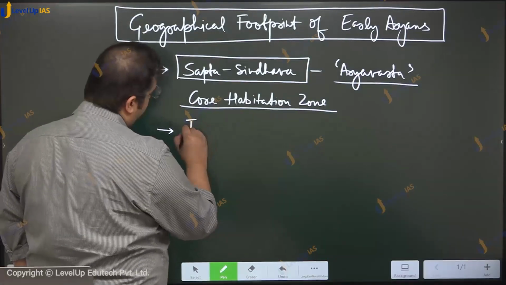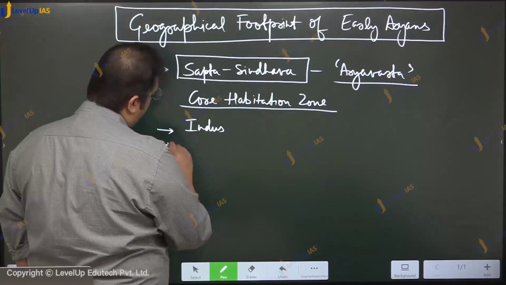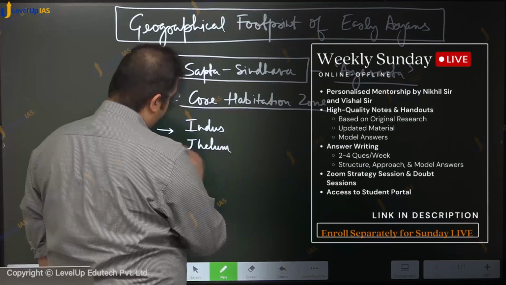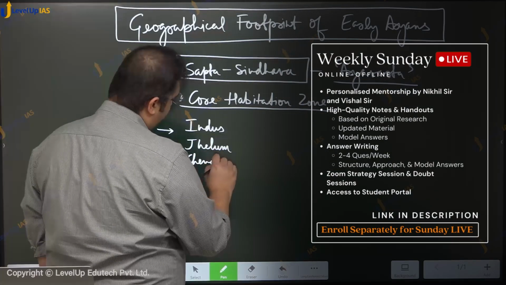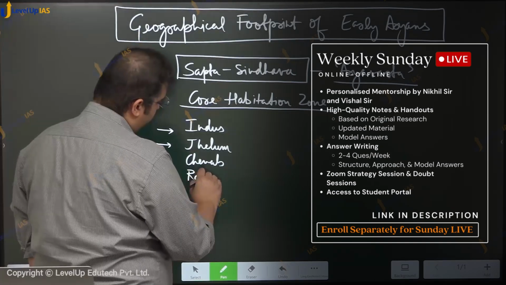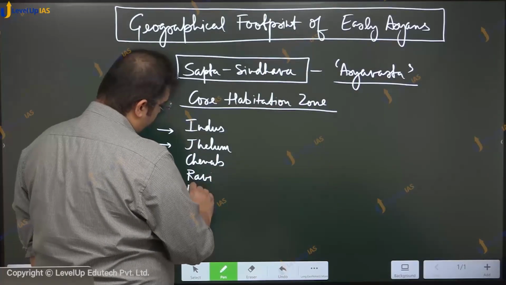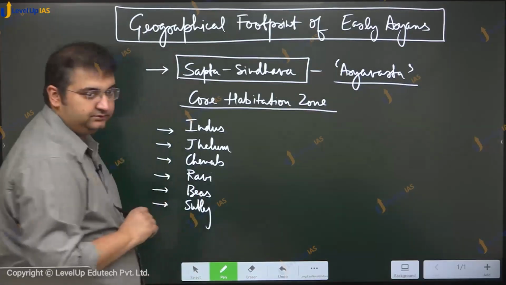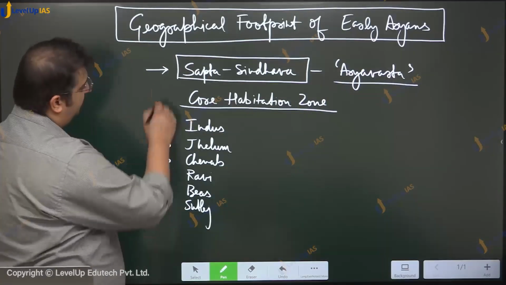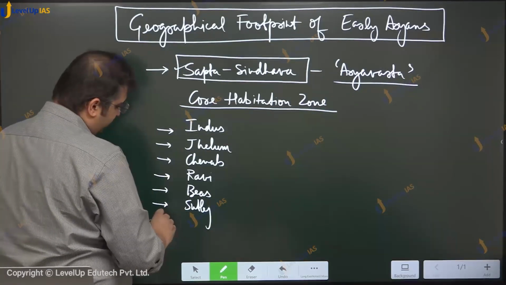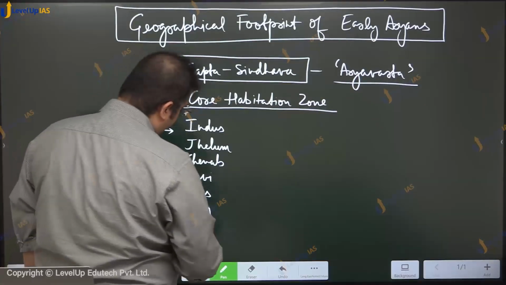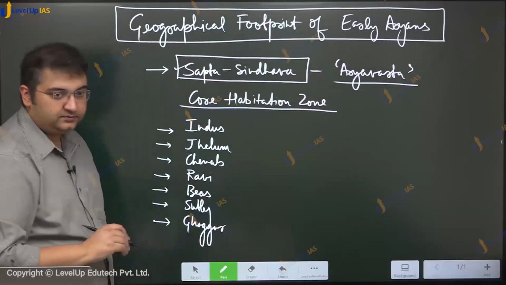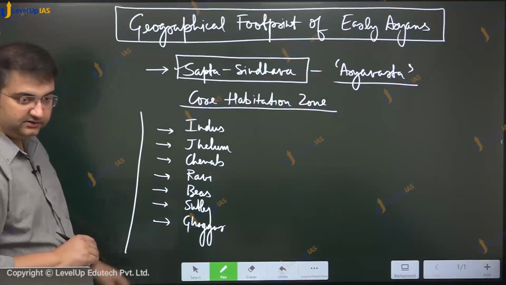Which ones? The Indus and its five southern tributaries. Which ones? Jhelum, Chenab, Ravi, Beas, and Satluj. How many is that in total? 6. How many are there here? 7. This region also included the land drained by the river Ghaggar, right? Now these are the modern names of these rivers.